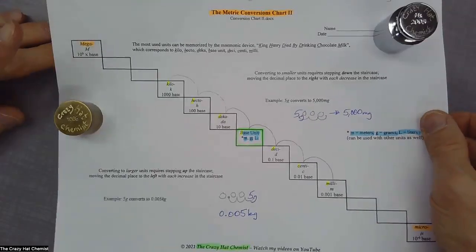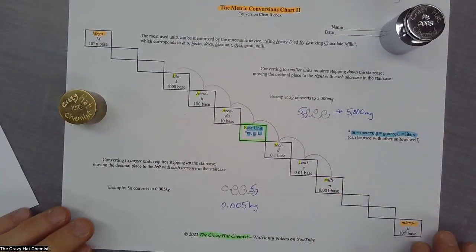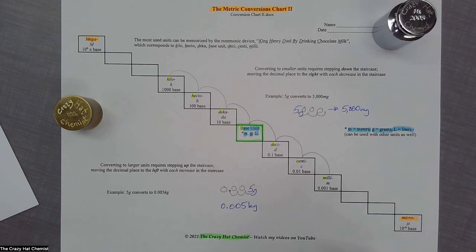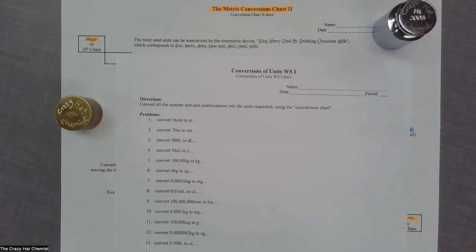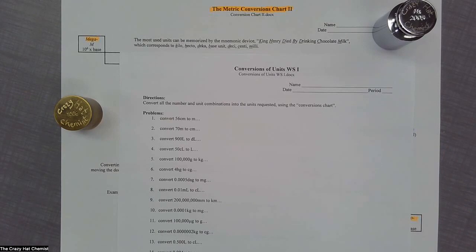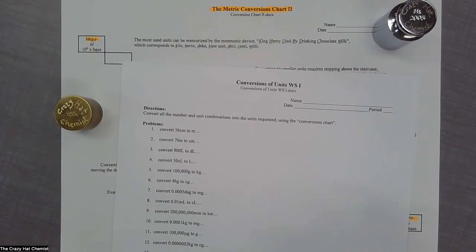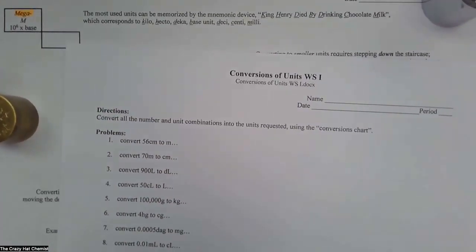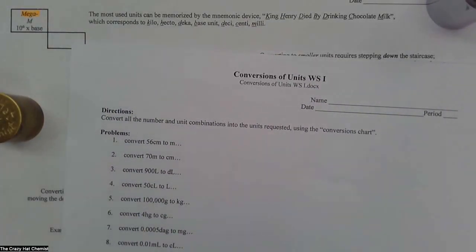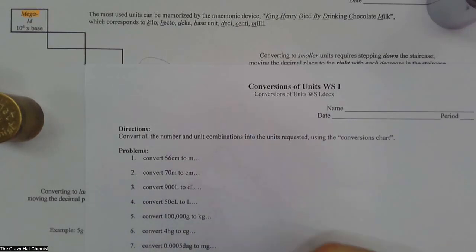So here we go. Let's give this a try. I'm going to pull this away here. This is still here on our piece of paper, and we are going to do these particular problems right here. I'll zoom in on this and hopefully that will help. Let's zoom in on each one of these problems and we can complete this. So we have the conversions of units worksheet number 1.